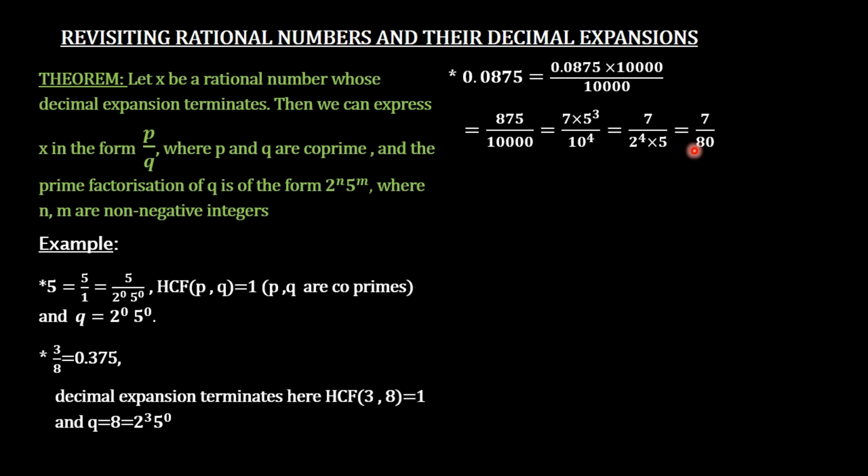Then what next? The prime factorization of Q is of the form 2 raised to n into 5 raised to n. What is the prime factorization of 80? That is 2 raised to 4 into 5. So this condition is also satisfied here. Hence we can say that the theorem is right here. Then what about next?